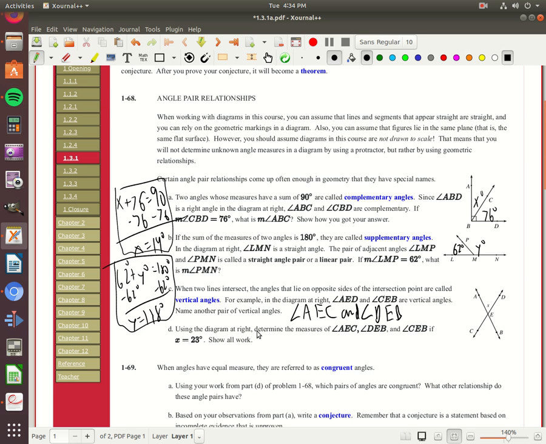It says, using the diagram at right, determine the angle measures of AEC, DEB, and CEB if x is 23 degrees. So a lot of things going on here. First of all, if this is 23 degrees, I know that these are supplementary angles, right? So I guess I should name this x. I can't call it x, I already have an x there. So let's call this angle z. We'll call this angle z. So I'll say 23 degrees plus angle z is equal to 180.